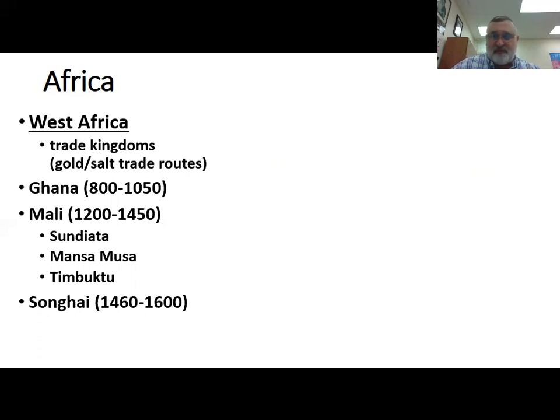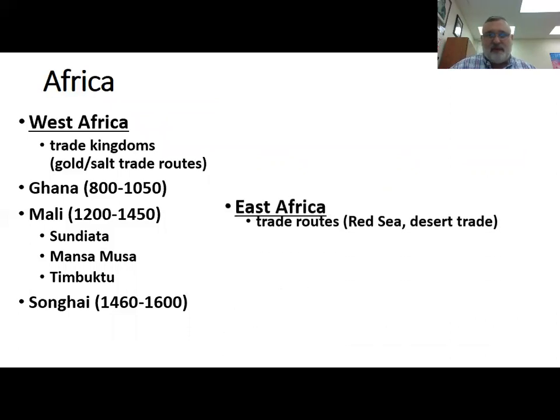His pilgrimage to Mecca basically deflated the prices of gold worldwide because he spent so much gold going to Mecca and coming back. So Timbuktu on the Niger River became a major cultural center in West Africa. Most of these kingdoms, a significant number of people converted to Islam, although you still had a lot of people that practiced native religions.